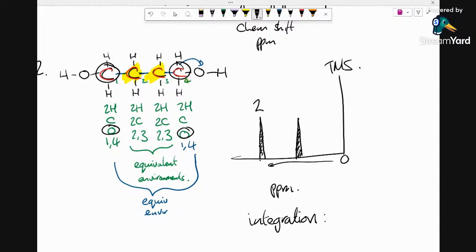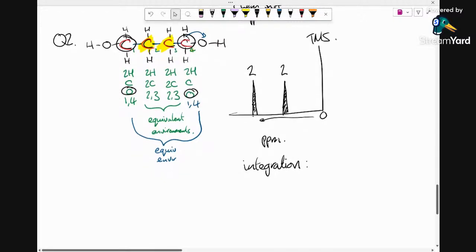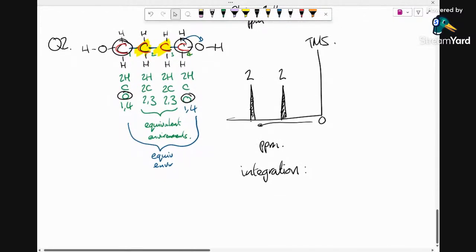2 carbons in the environment. Their integration ratio, commonly said, is going to be 2. They have the same integration. They commonly can use the integration to work out the number of carbons that are in environments. However, you do have to be aware that sometimes they give you it as a ratio, in which case you've then got to do another little step in order to get to the actual whole number, but it's not very complicated. Okay, let's have a look at another case.